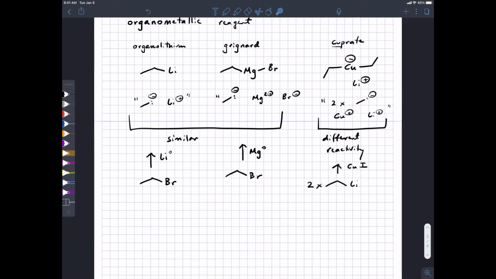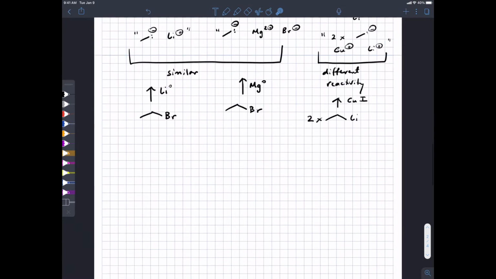Go ahead. Why use cuprate if you already have the organolithium? What's the advantage of it in a reaction? Great question. Why are we even doing this if we already have 2 useful things? Well, everybody's anxious to get their name on a reaction in organic chemistry, so discovering a new reagent and marketing it as useful can be somewhat lucrative. But beyond that, the cuprate actually does things differently. So this is a preview of something we're going to talk about in a little bit. This is an alpha-beta unsaturated carbonyl compound.